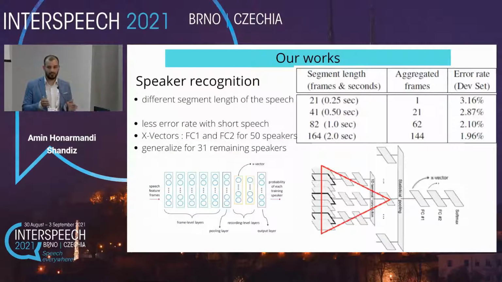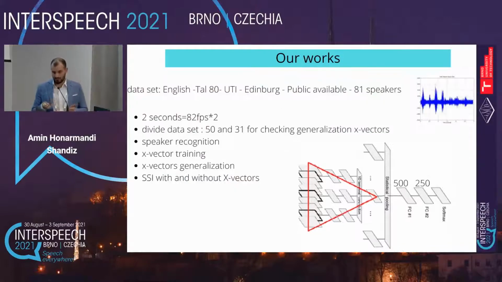So first of all we cut speeches or utterances to 2 seconds, and the ultrasound frame rate is 82 frames per second, so we have 164 frames for each utterance.